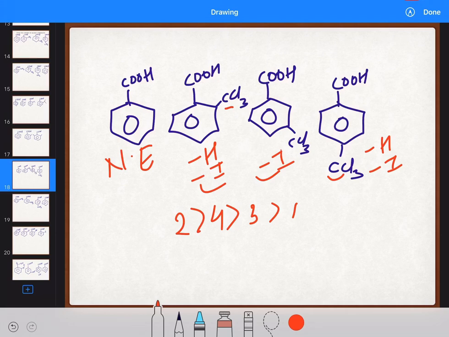Correct? Okay. Now we have to apply ortho effect. So we will apply ortho effect on the second. And what does the ortho effect state? Ortho effect states that the acidic strength of ortho substituted benzoic acid is more than benzoic acid, which is already available here. Correct? And do we have to change anything? No. This time we do not have to change anything. This will be the correct order of acidic strength. Correct? Okay.